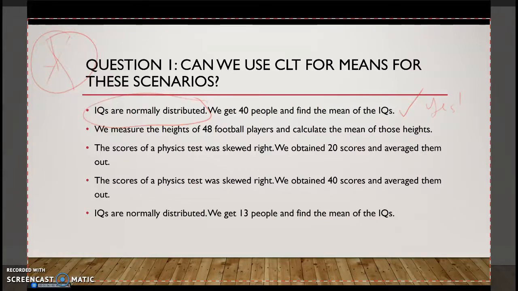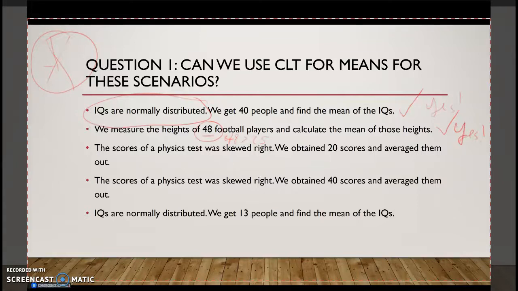All right, now this one. We measure the heights of 48 football players, so we have a large n, and calculate the mean of those heights. Now, notice we don't know what the initial data is. It doesn't tell us that it's normal or skewed or anything, but even though we don't know what the data is, we do know that n is greater than 25. 48 is greater than 25. So in this case, yes, you can still use it. We don't know what the distribution is initially, but the central limit theorem tells us that if n is greater than 25, and 48 is, then we can go ahead and use it.